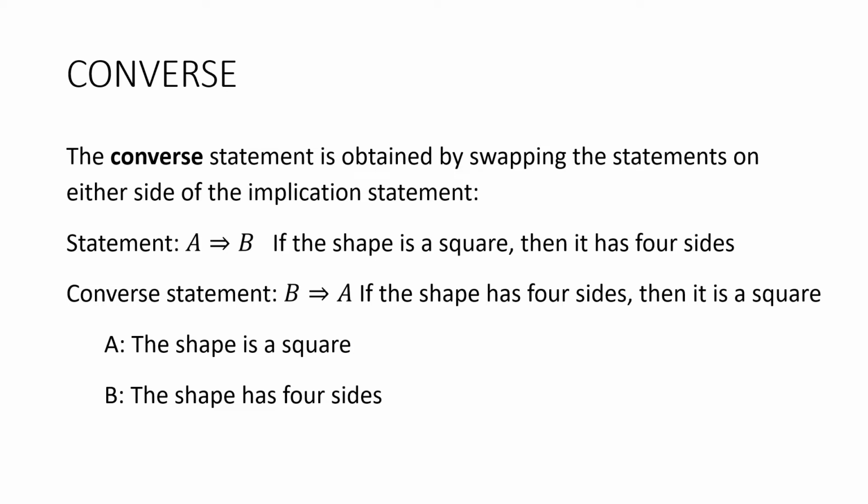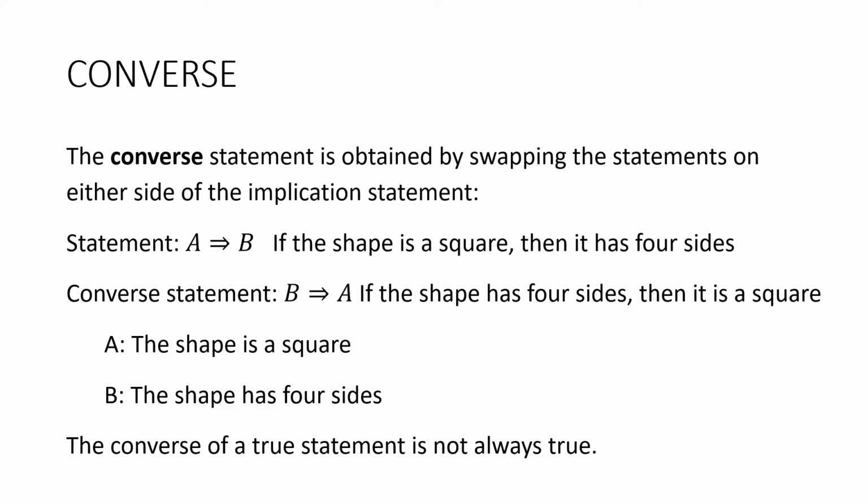So what do you notice there? The converse of a true statement is not always true. Did you notice that this one is not true all the time? If the shape has 4 sides, then it is a square. Not necessarily. It could be a trapezium or a rhombus or anything.